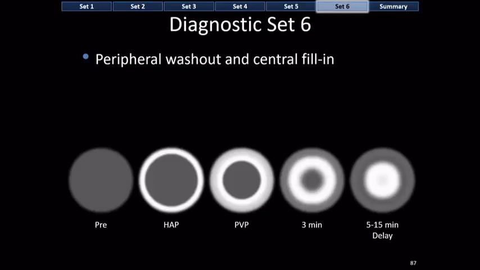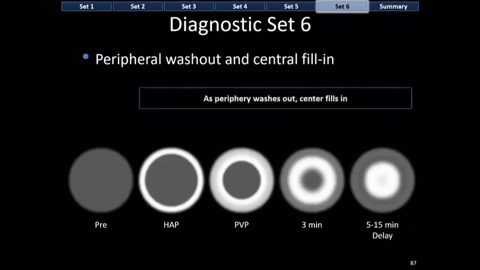And then in the portal venous phase, the enhancement gradually makes its way from the outside towards the center, and that continues at 3 minutes and then at 5 to 15 minutes. And notice that as the contrast goes from the outside towards the inside, what happens to the outside? The outside washes out. So this is peripheral washout with central fill-in. As the periphery washes out, the center fills in.